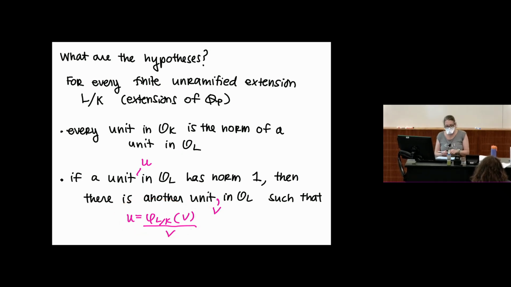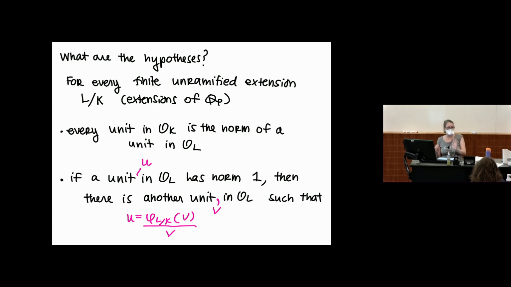So the existence of a reciprocity map, right, is about unramified extensions being like well behaved, like with respect to the norm on their units. Like every unit is a norm of a unit, and every unit of norm 1 is of this like specific kind. And if your field is like well behaved like this, then you get a reciprocity map.